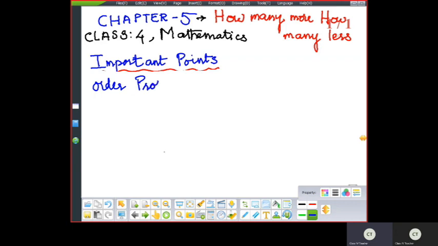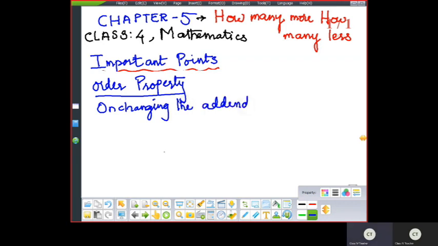Order property. So what is order property, children? On changing the addends, A, D, D, E, N, D, S. Addends are nothing but if I take 2 plus 3, this 2 and 3 are called the addends. The sum remains the same.